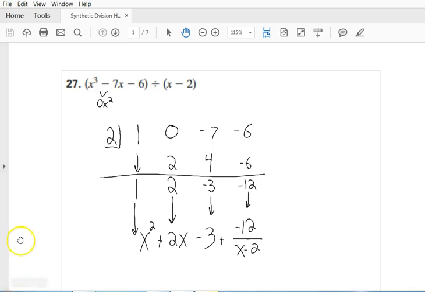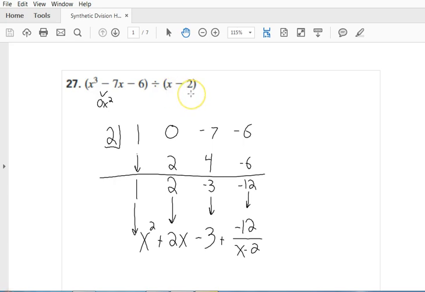So first off, I look at a problem like this. Am I allowed to do synthetic division here? Well, yes, because I am dividing by a binomial. See how this is two terms here? And that exponent is 1, that coefficient is 1. So I am able to then do synthetic division.